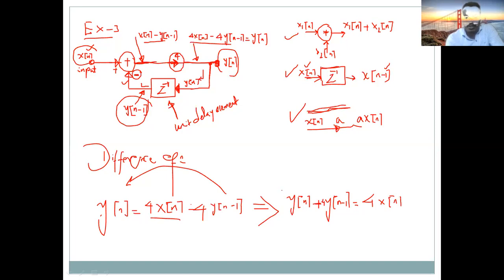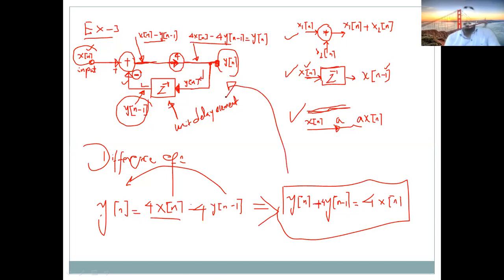So this equation is called the difference equation. Difference equation of this simple discrete time system. Not differential equation. So what's a difference equation? An equation which relates output with input. You see this in this equation.